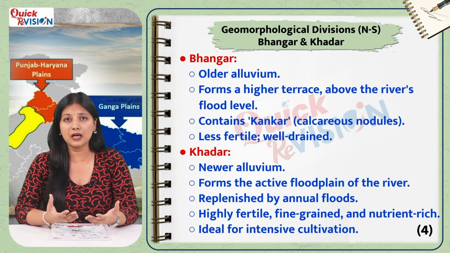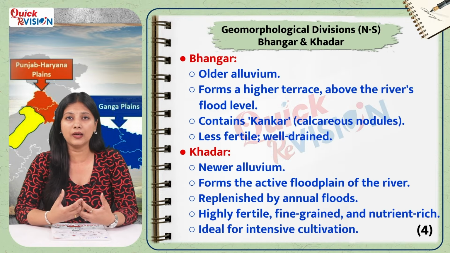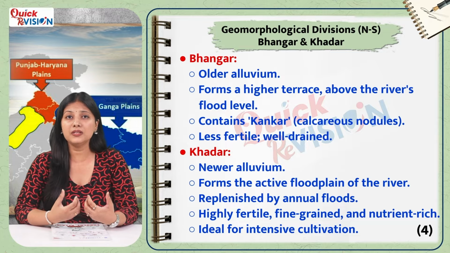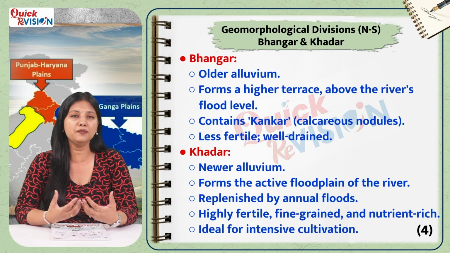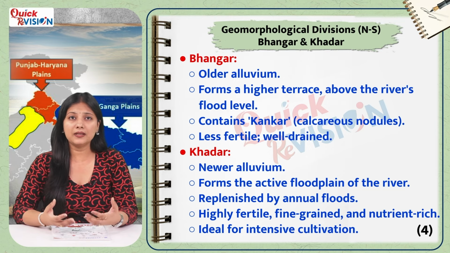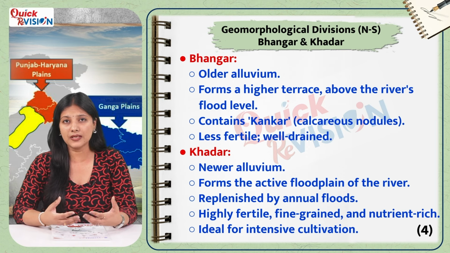This is the most important distinction. As we move further south into the main plain, the alluvium is divided into two types. First is Bangar, which is the older alluvium. It forms higher terraces that are located away from the river and are above the flood level. The soil is less fertile and often contains calcareous concretions known as kankar.